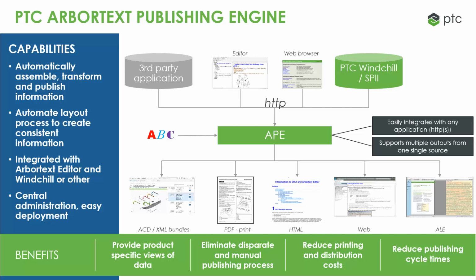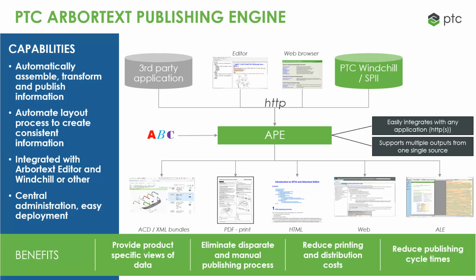And that way, any application like a web browser or the Arbortext editor or any system which can issue a GET or POST HTTP request can query a process from the Arbortext publishing engine. The result can be printed or returned to the requesting application or requesting person. The format can be anything like PDF, any flavor of HTML, XML, and also XML bundles.